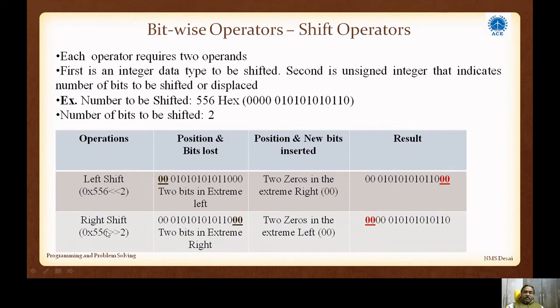Similarly, if it is a right shift, the symbol is 2 greater-than symbols. Now, what is shifted? The number will shift from the right. That means the rightmost bit will go out and at the leftmost position a bit is inserted, right? 2 bits from the extreme right are lost, 2 bits will be added to the left. So these two are added, the other two are lost. You can see here, I have not replicated these 2 zeros here. This is how it happens. 2 zeros are inserted.